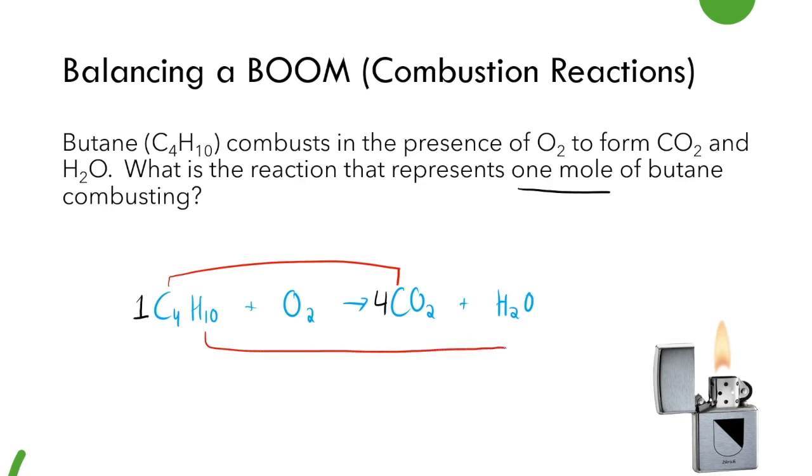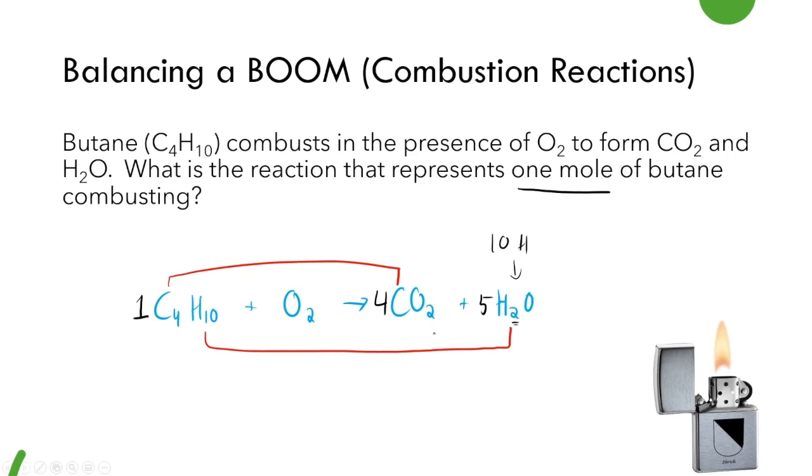Second, let's do a similar thing with the hydrogens. I know I'm going to have 10 hydrogens based on the amount of hydrogen in butane. Over here on the water, I need a total of 10 hydrogens, but there are 2 hydrogens per water, so I'm going to have 5 water molecules.